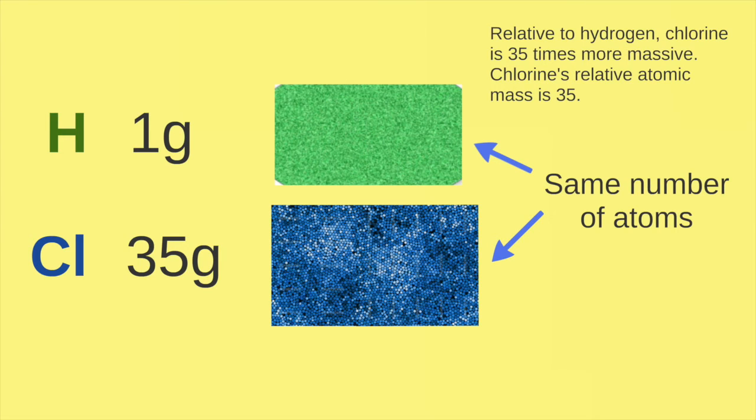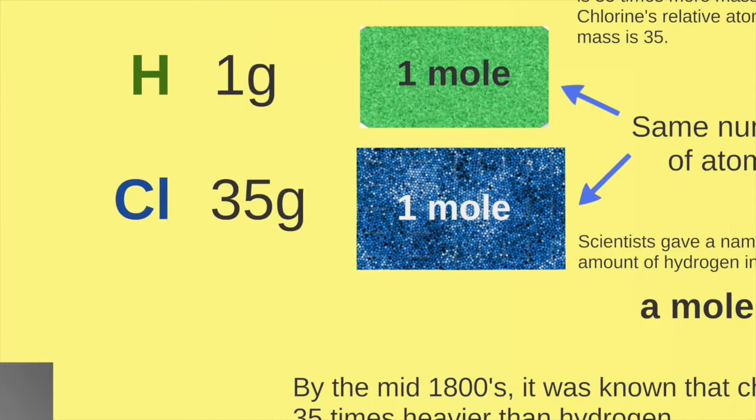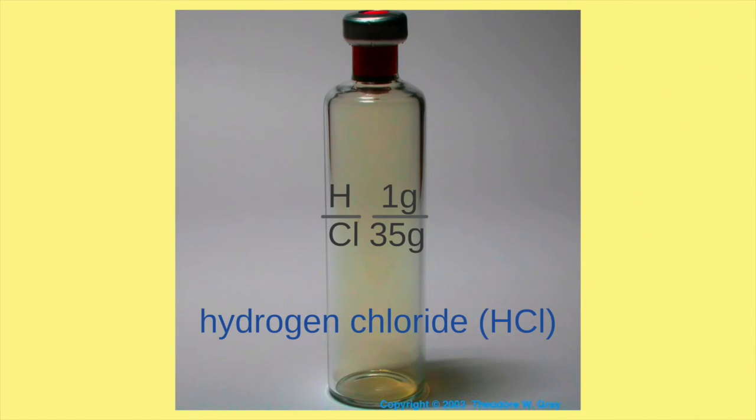And because hydrogen is the smallest atom, scientists decided to use the number of atoms in hydrogen as a benchmark. They gave that a name known as the mole. So, in a gram of hydrogen, there are a mole of atoms. And 35 grams of chlorine is also considered 1 mole. Now this is pretty cool because remember, in the molecule hydrogen chloride, there was always 1 gram of hydrogen for every 35 grams of chlorine. That means there's 1 mole of hydrogen for every 1 mole of chlorine. So the same number of hydrogen atoms as there are chlorine atoms. Therefore, they're always bonding in a 1-to-1 ratio.